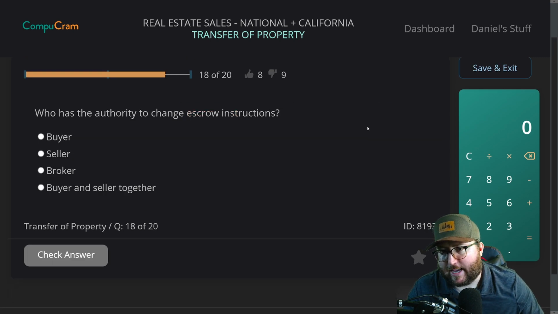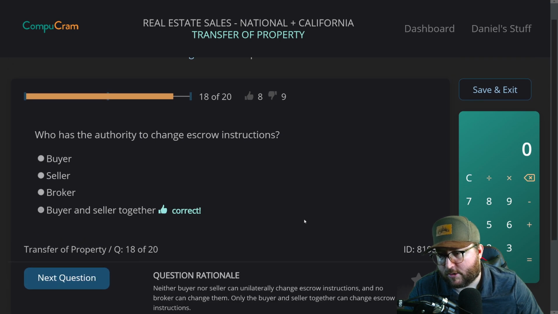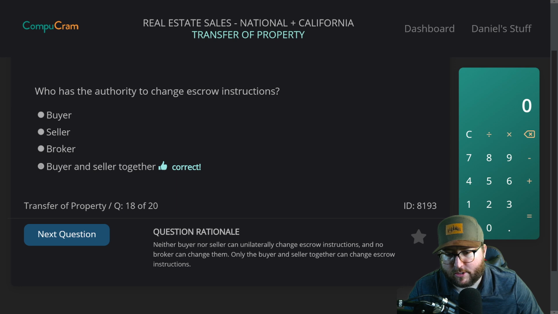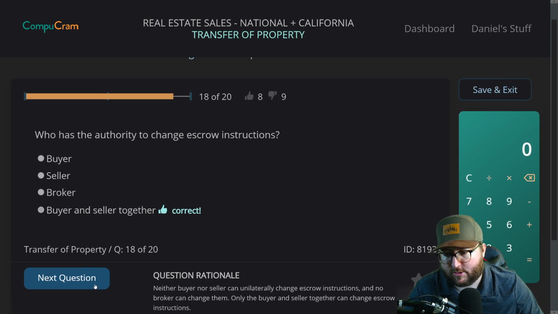All right, 3 more questions, guys. Question 18, who has the authority to change escrow instructions? A, buyer, B, seller, C, broker, D, buyer and seller together. Change escrow instructions. I think the seller usually gets the escrow person, but they probably want to get the buyer and seller together to change them. Correct. Neither buyer nor seller can unilaterally change escrow instructions, and no broker can change them. Only the buyer and seller together can change escrow instructions.